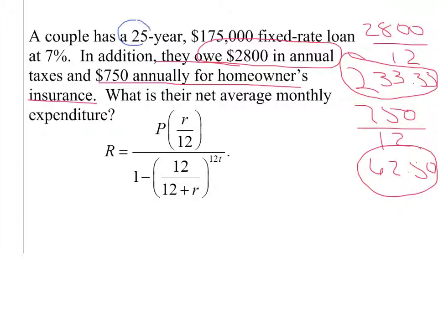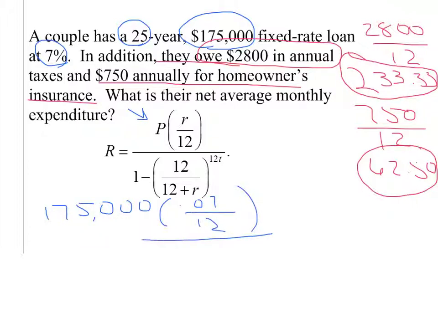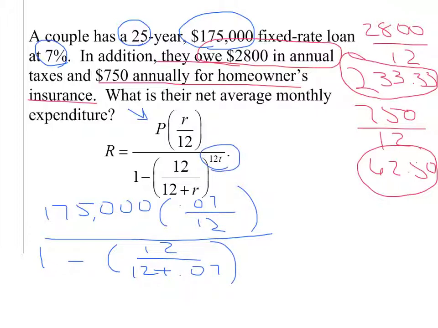We have a 25-year loan, $175,000 at 7%. We have no down payments. We don't have to worry about that. So in our formula, we're going to put $175,000 times 0.07 over 12. That's the top part. Then we're going to put 1 minus 12 over 12 plus 0.07. For this part, it's 12 times 25, which is 300.